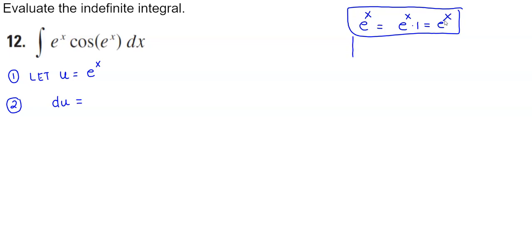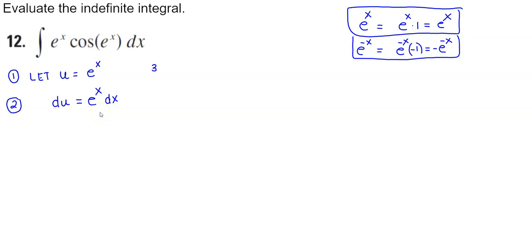So keep in mind that if this was e to the negative x, the derivative of that would be e to the negative x times the derivative of negative x, which is negative 1, which would be negative e to the negative x. So we just got to be careful when we're taking a derivative of that. But in this case, the derivative of e to the x is e to the x, and then that's dx. So if you take a look up here, we have e to the x times dx, so we don't have to do anything other than just leave this as it is.